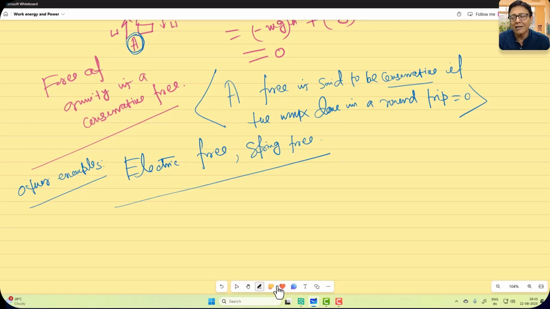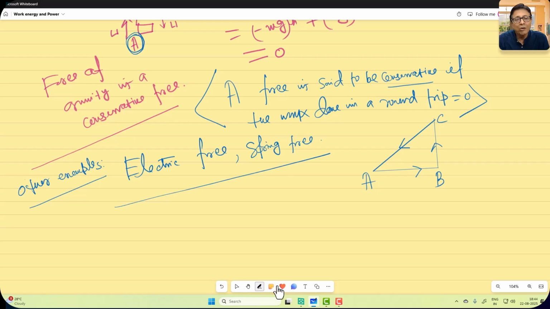Just for another example I tell you, suppose you have taken an object from A to B, then from B to C, and then from C to A. Okay? Taken an object from A to B, B to C, C to A. Is this force conservative? I mean, the force acted on the object is conservative or not? That you have to decide.